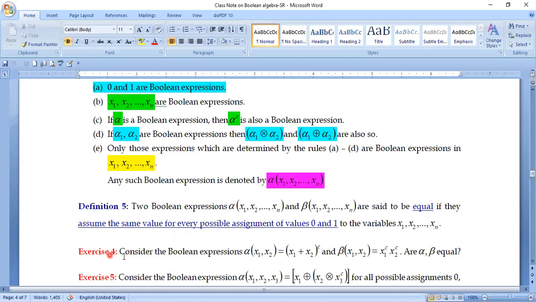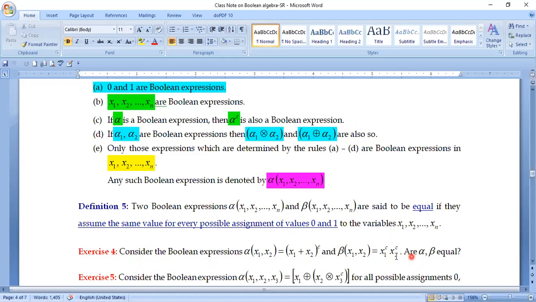I have considered the example over here, which is defined in exercise 4. We have been asked whether these two Boolean expressions are equal: one is alpha of x1, x2, which is (x1 + x2) complement, and another is beta of x1, x2, which is x1 complement times x2 complement. Are these Boolean expressions equal?